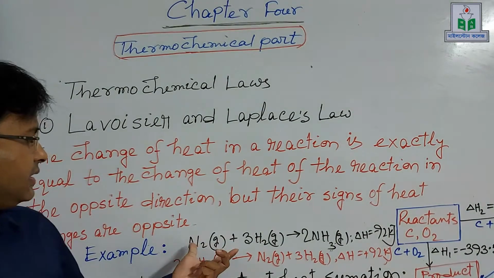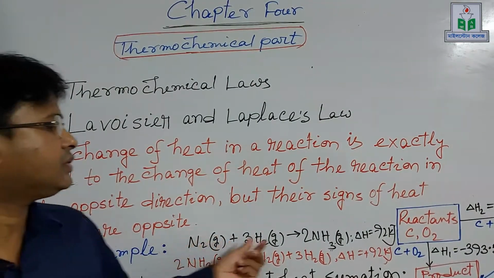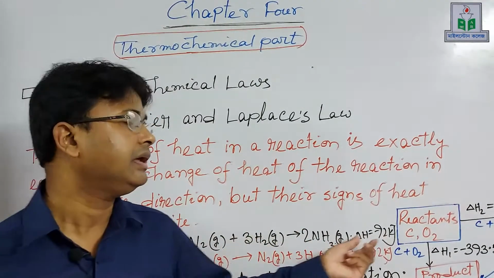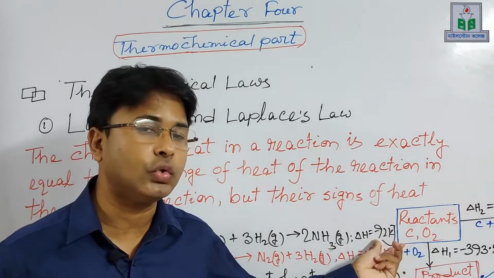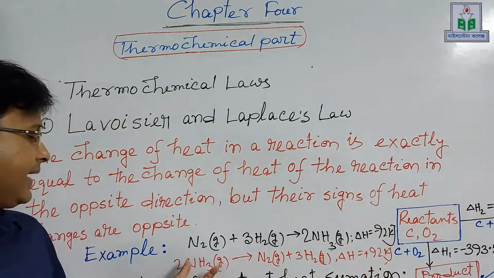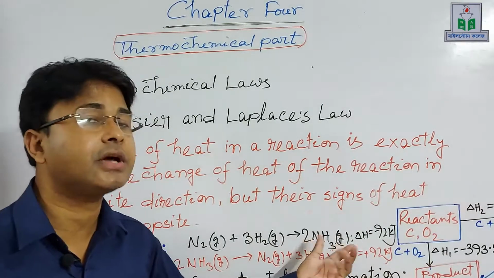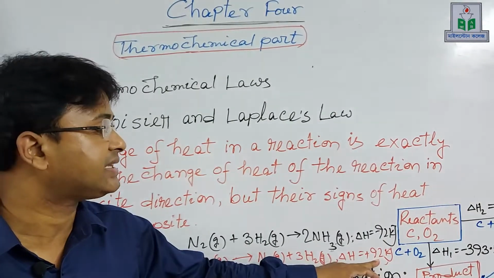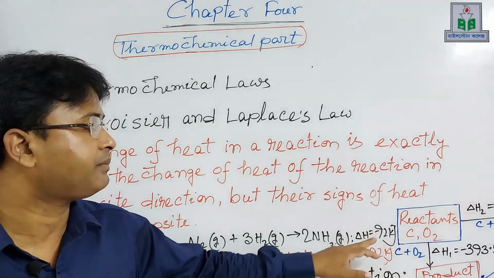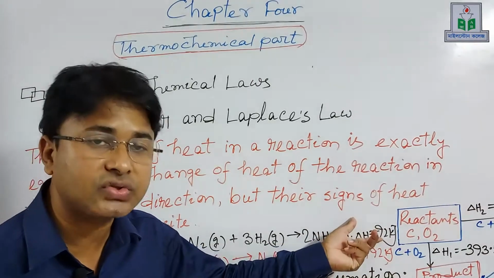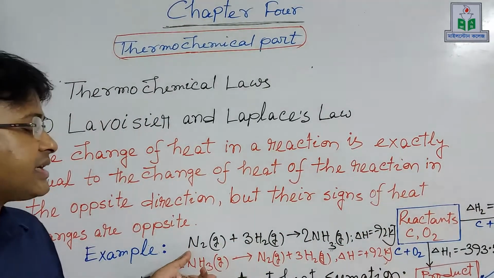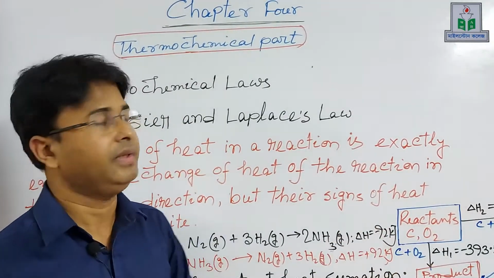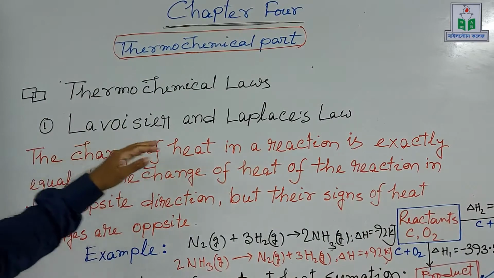I mean, in the first equation, during ammonia production by the reaction between nitrogen and hydrogen, the heat change is minus 92, and again if I write the reaction oppositely, in this case also the heat change is 92, just the sign will be opposite. As the first is an exothermic reaction, the opposite reaction will be an endothermic reaction. I mean, here the heat is absorbed. This is Lavoisier and Laplace law.